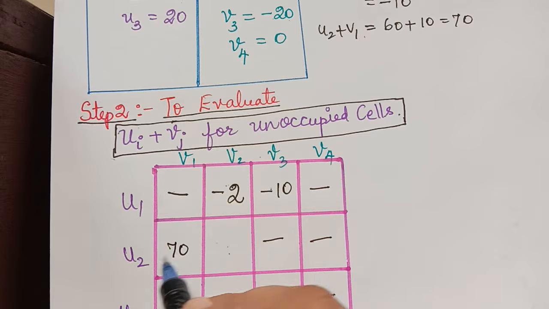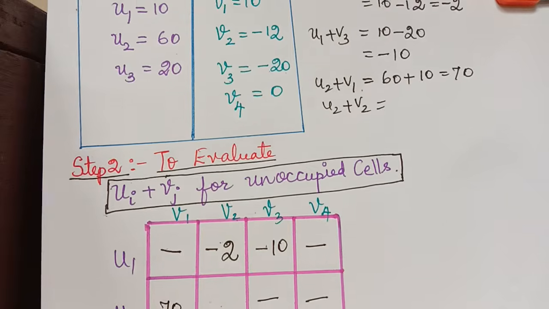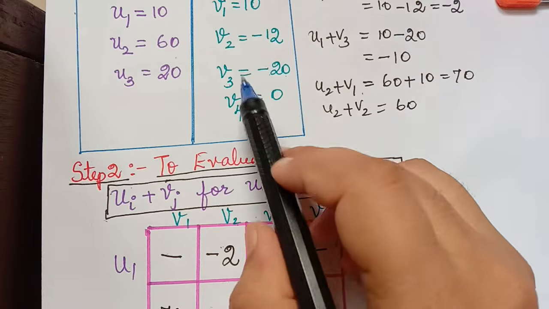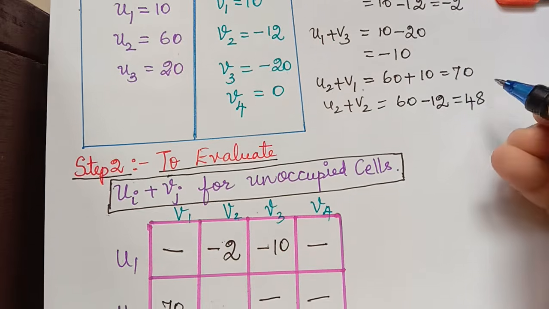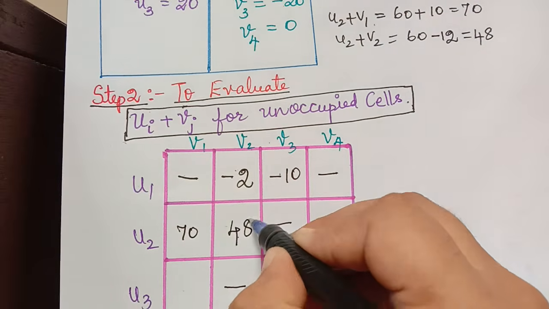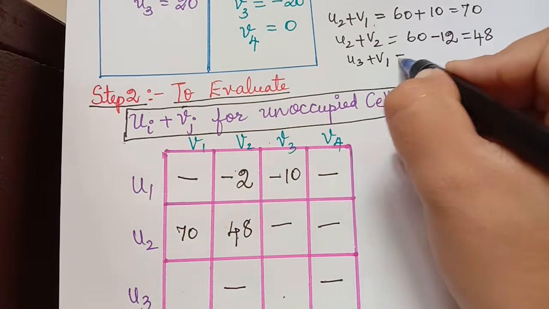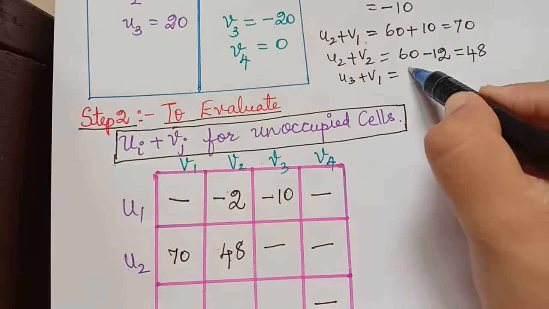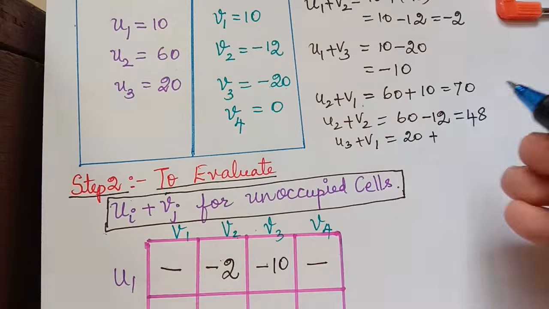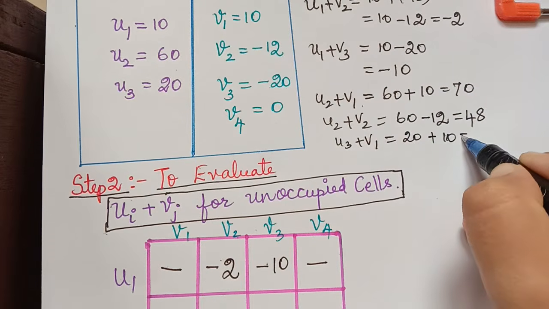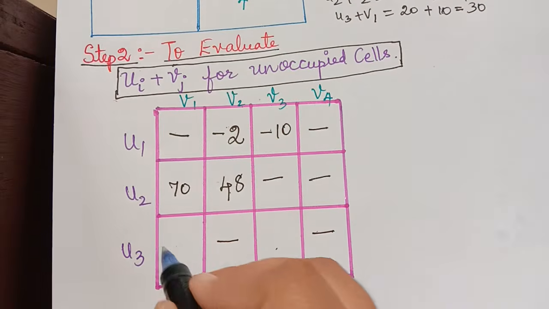Now what about this cell? It is u2 plus v2. What is u2? u2 is 60 plus v2 is minus 12. So 60 minus 12, which will be 48. So this will be 48. Now this cell is u3 plus v1. So u3 plus v1, which is equal to u3 is 20 and v1 is 10. So plus 10. So that will be equal to 30. So this cell will be 30.